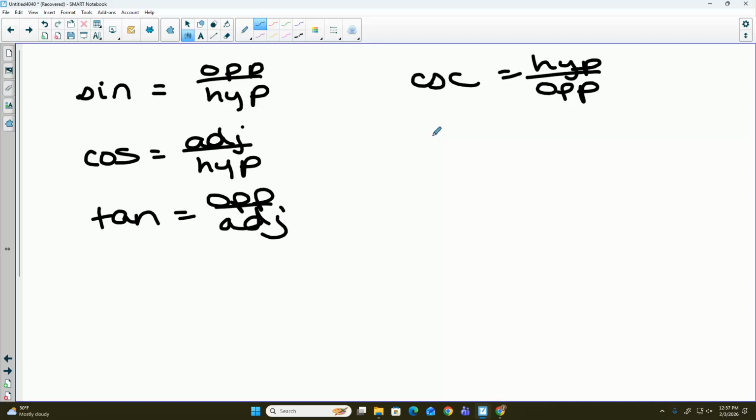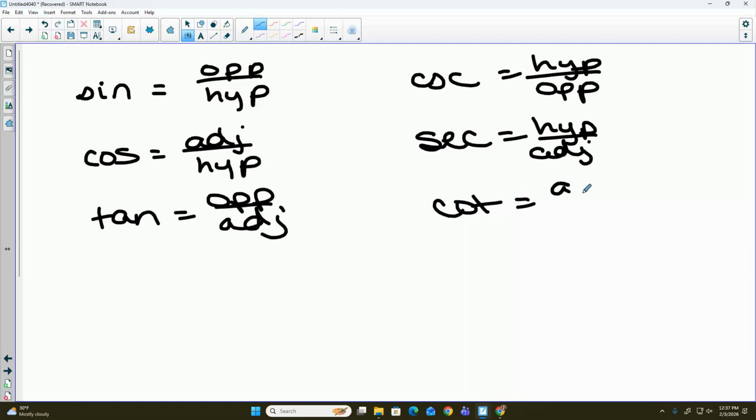Reciprocal of cosine is? Reciprocal of tangent is? All right, so we can handle that. We know that definition.